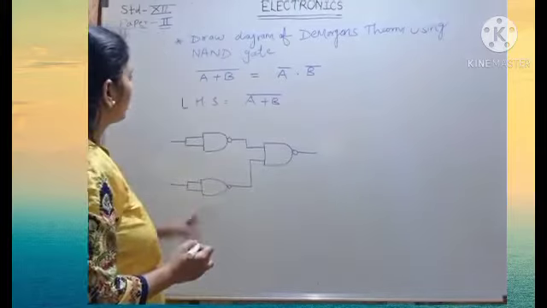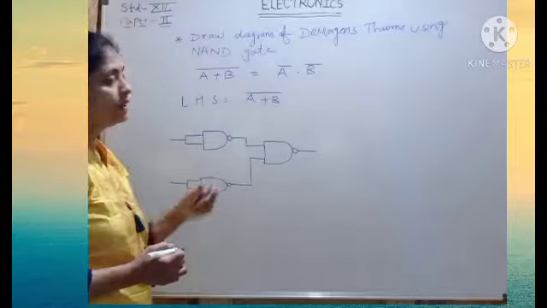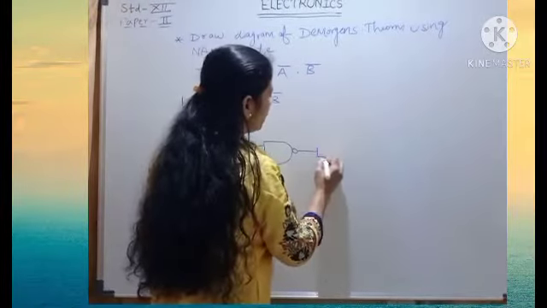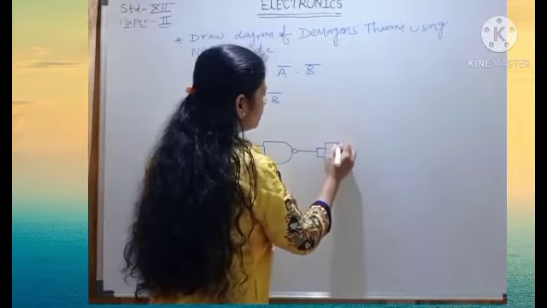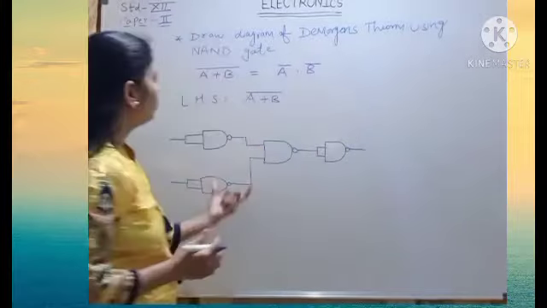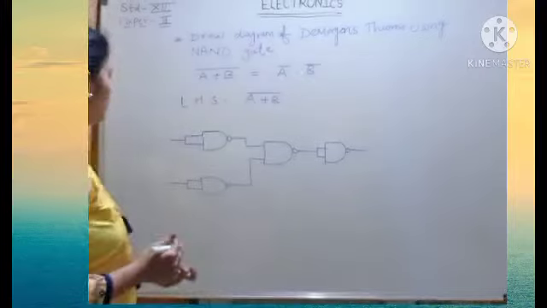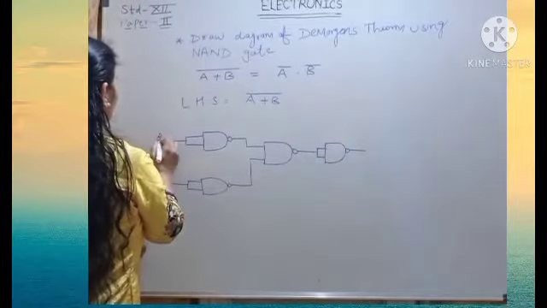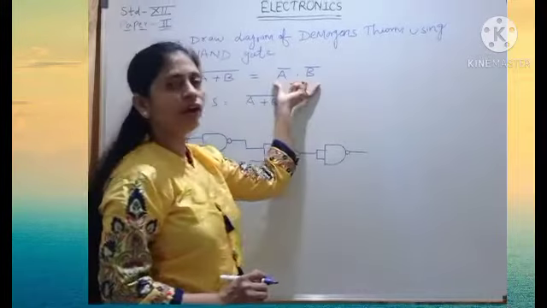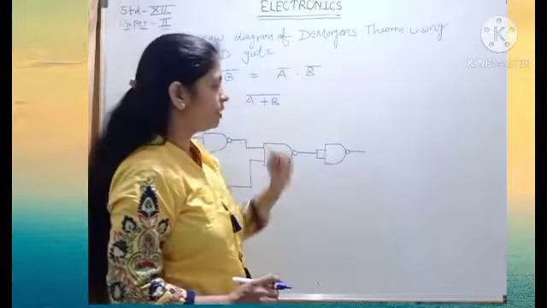So this is the diagram of OR gate using NAND gate, but here we want the NOR gate. So again we have to connect here one NOT gate. This is the diagram for (A plus B) bar, the LHS of De Morgan's theorem. This is A and this is B.